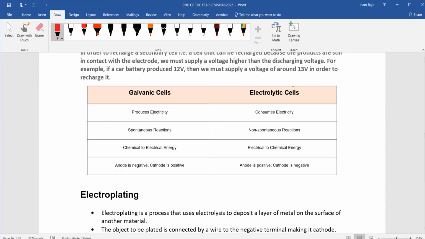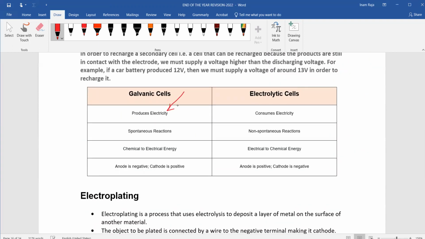So here's some differences. Galvanic cells produce electricity. Electrolytic cells consume electricity, and they are non-spontaneous reactions. Spontaneous means you just leave them together under right condition, they will react. They don't need energy. Non-spontaneous means you put them together, they will not react. You need a push, which is electricity, to start them to react. In this case, galvanic cell, chemical energy becomes electricity or electrical energy. In that case, you need to provide electricity, and that gives you chemical reaction or chemical energy.